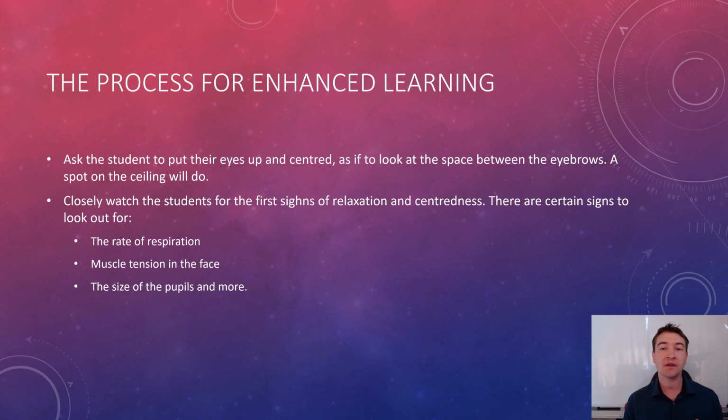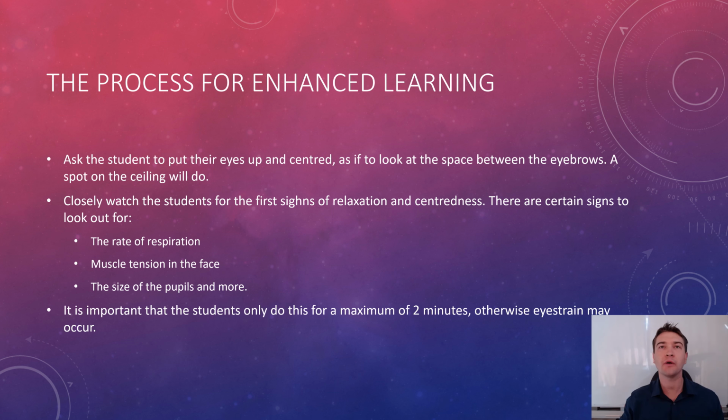So now moving straight into the process for enhanced learning. Now this is where this really comes into play. So if you are a teacher or instructor of any type, this is a way to get your students to retain information better. So you want to ask your students to put their eyes up and centered, as if they're looking for a space between the eyebrows. Now a spot on the ceiling will do. So with everything, try and have it just up above eye level, so they're moving their eyes, but not their whole head.